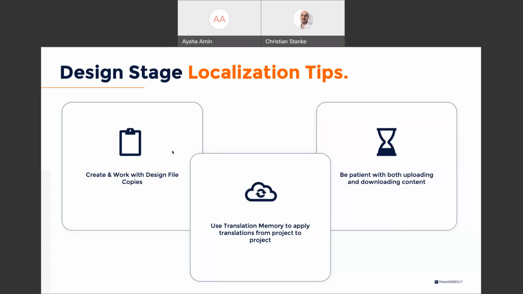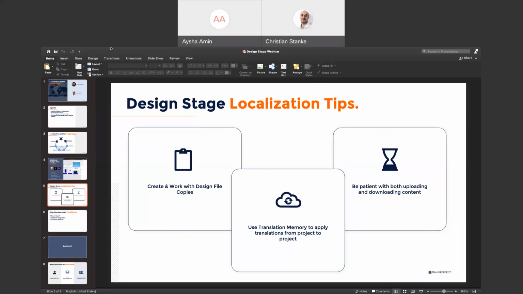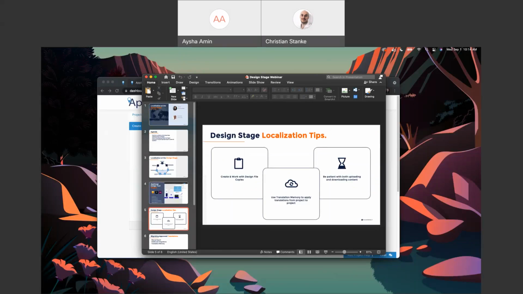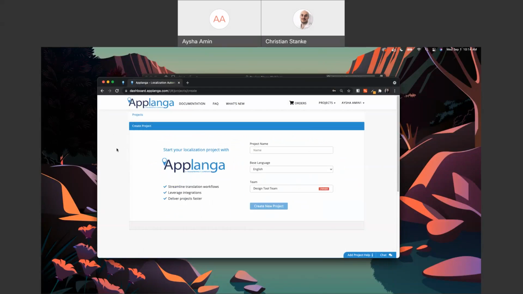Okay, so now we've reached the best part. Let me show you how to kick off localization at the design stage using the Applanga plugin for Adobe XD. Let's leave our slideshow. I actually already downloaded the Applanga plugin for Adobe XD. This is something that you can easily download by going to our website under integration documentation, or you can also search for Applanga in the Adobe XD plugin menu.